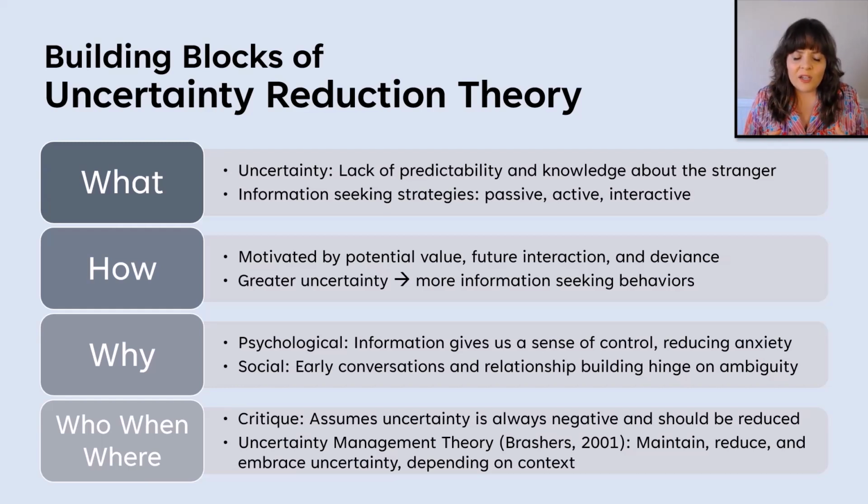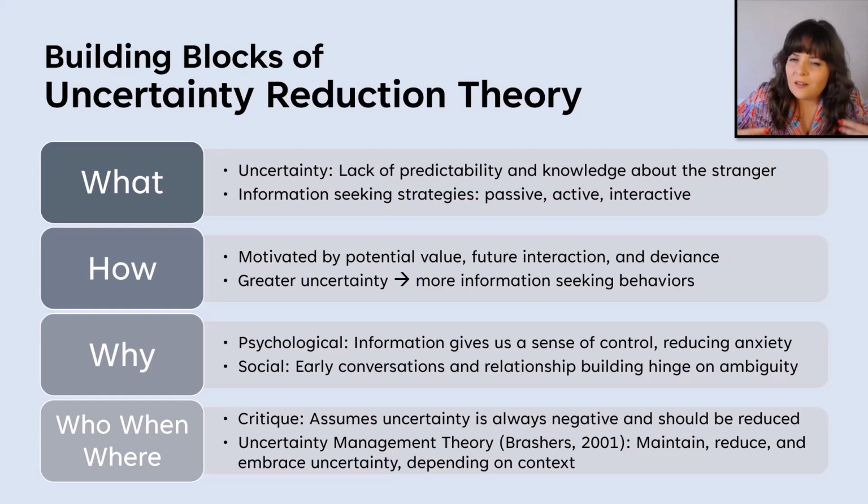The how gets at how these two things are related to each other. Well, we're motivated by the potential value of a future interaction that we might have with a person, and any deviance or strange behavior that we see out of that person, to reduce our uncertainty. And when we experience greater uncertainty, this theory argues that we will have more information-seeking behavior. So that's one of those causal relationships. They argue greater uncertainty causes more information-seeking behavior.